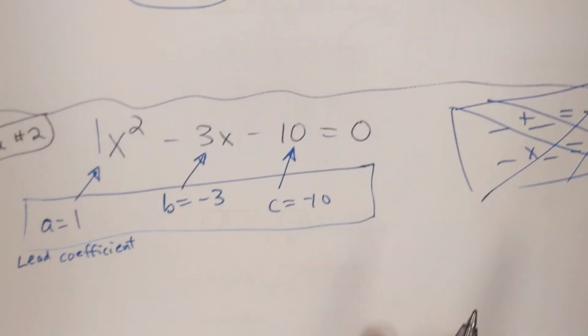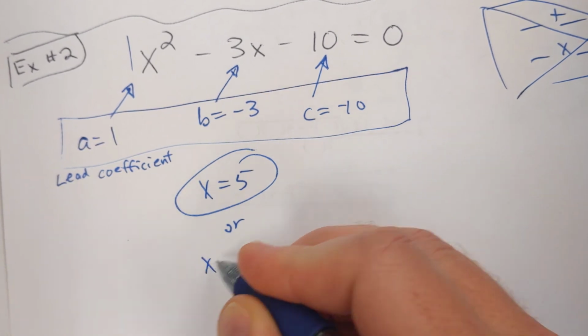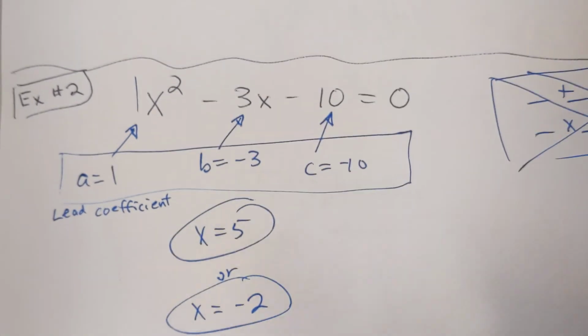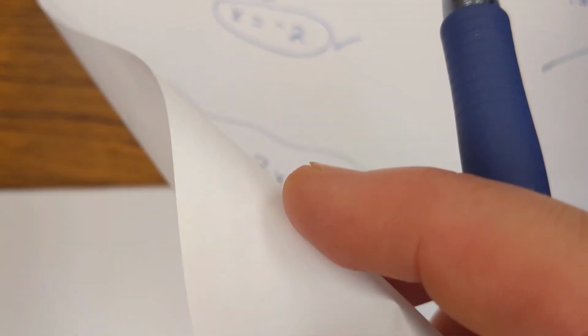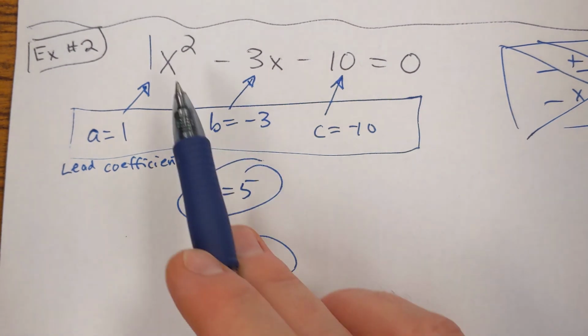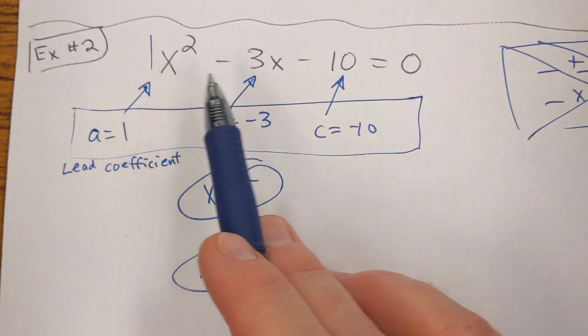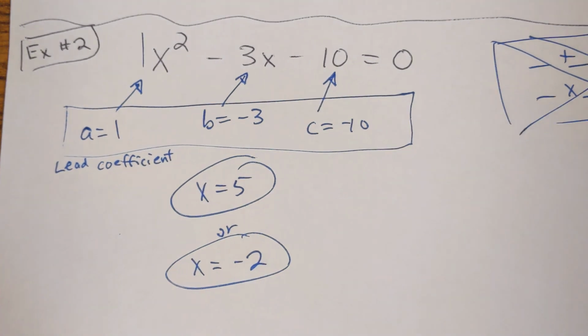And I promise you, if I were to plug a 5 or a -2 back into this original problem, I promise you it would come out to equal 0. And I'm not going to do that right now, but I would encourage you to give it a shot. Try plugging the 5 back in for x. You'll get a 0. Try plugging the -2 back in for x. You'll also get a 0.